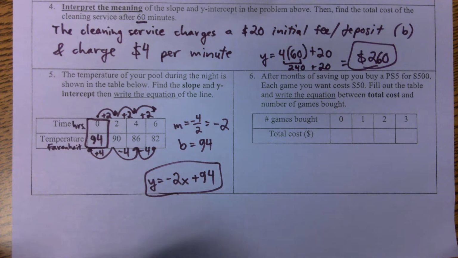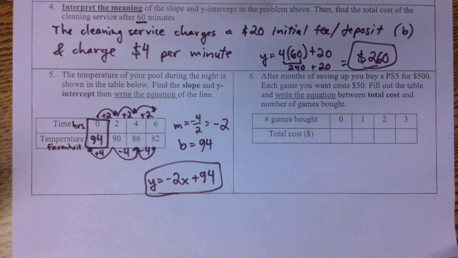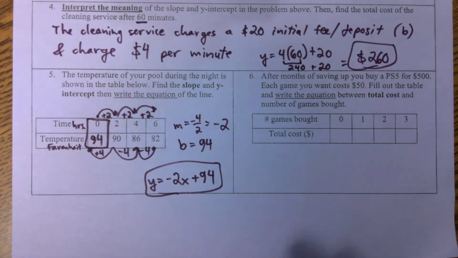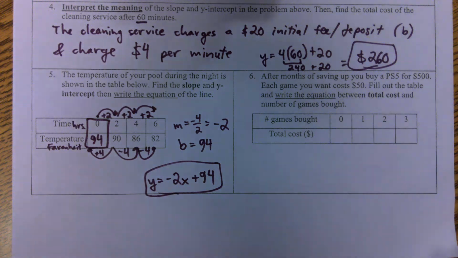Now number 6, instead of having a negative slope, now let's look at a positive slope. So after months of saving up, you finally get to buy a PS5 for $500. Now each game you want costs $50. Now I know PS5 games cost more than $50 usually on average, but for the sake of this problem, I wanted to make it easier, give it a nice round number like 50, and we'll keep it at that.